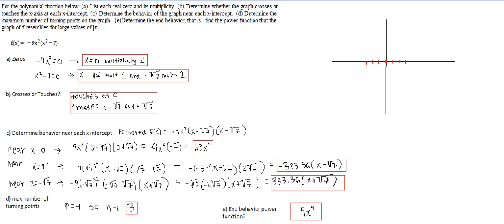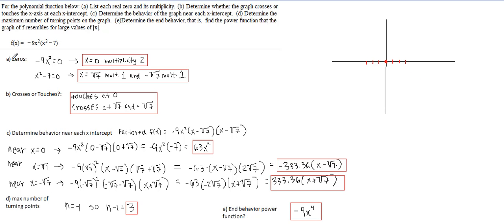Okay, this is from section 5.1. It gives us the polynomial function negative 9x squared times the quantity x squared minus 7. And for this function, we're going to have to go through all these parts here to get a good idea of the graph. This problem doesn't actually ask us to graph it, but just for fun, we're going to imagine what the graph might look like over here.